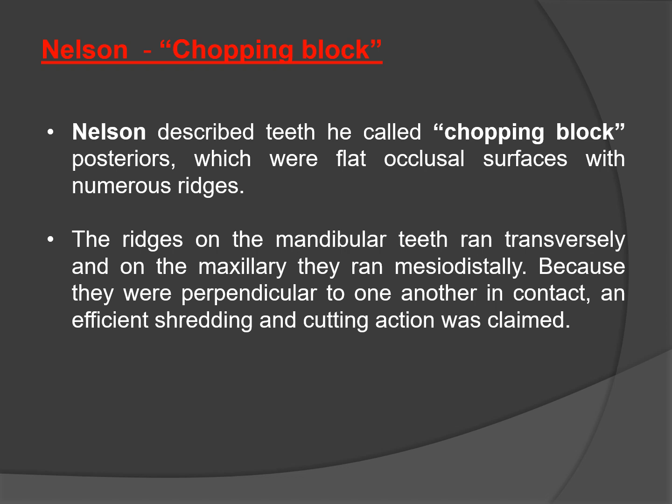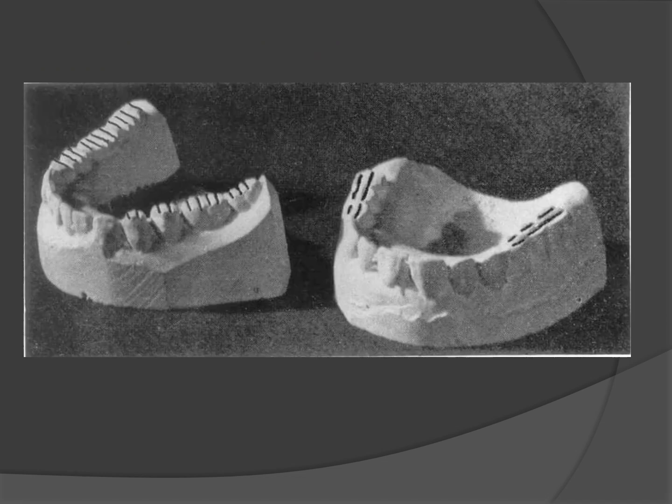Next is the Nelson chopping block teeth, in which there were flat occlusal surfaces with numerous ridges. The ridges were primarily intended to improve the chewing efficiency. So this is how the teeth were. The teeth are flat, but they had either buccolingual or mesiodistal grooves on the occlusal surfaces, which improved the chewing efficiency.